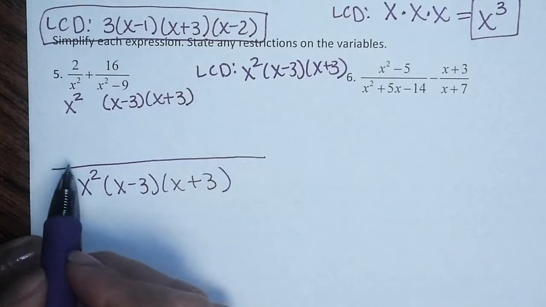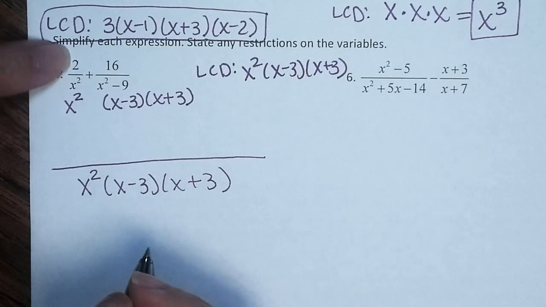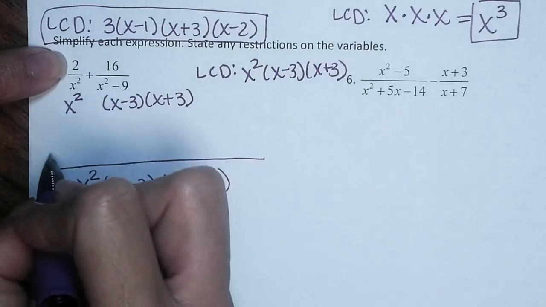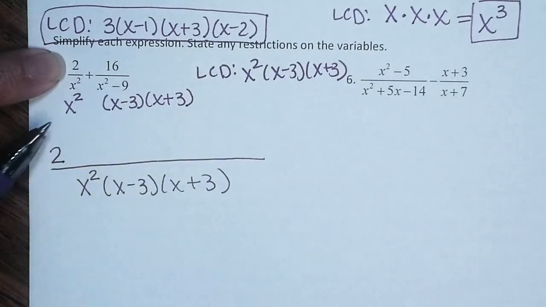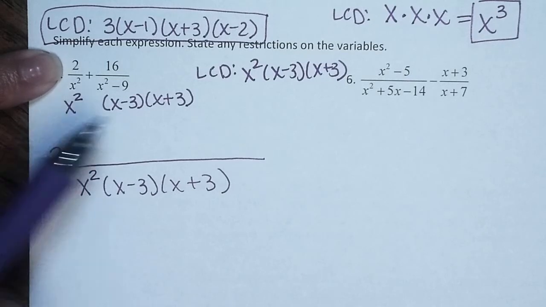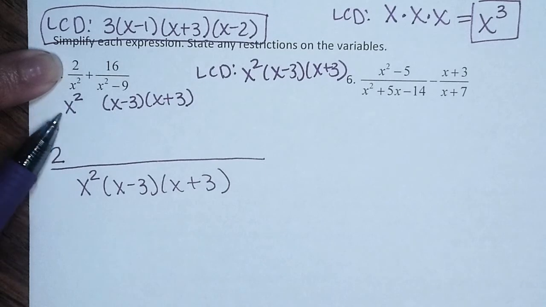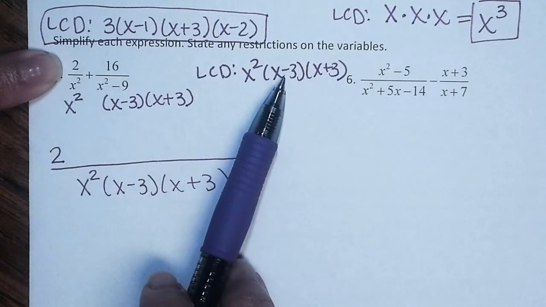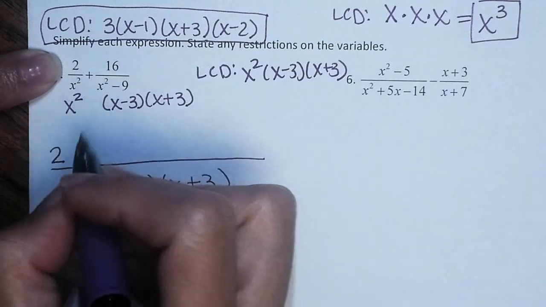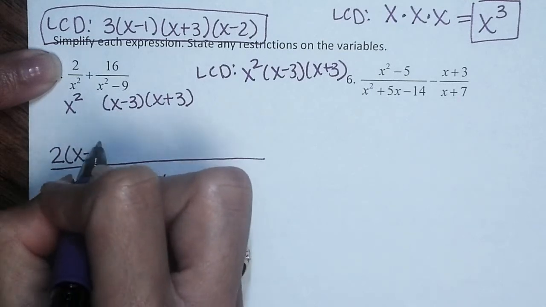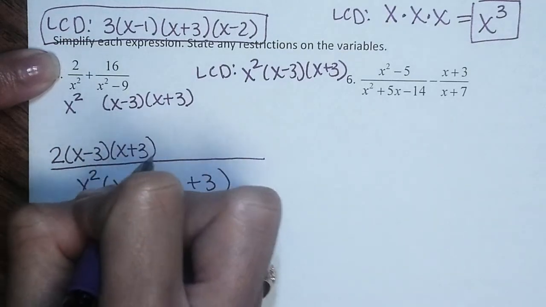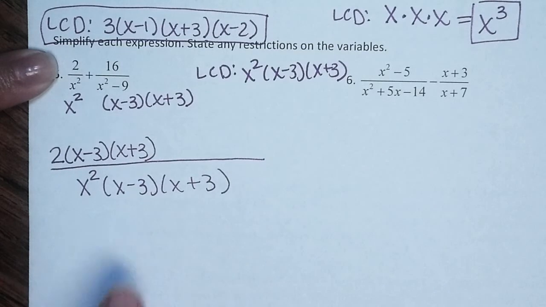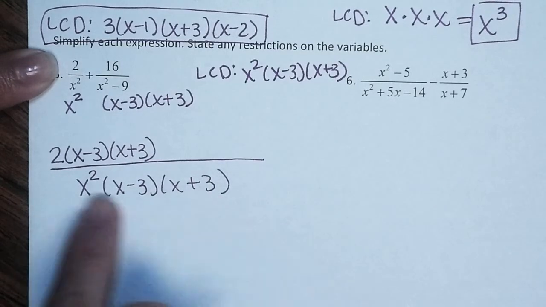Okay, now on the numerator, I start with the first fraction. The first fraction has a 2 on the numerator, so I need to write that. And now what you do is you look at its denominator, which is only an x squared, and you see what it's missing from the LCD. So this first fraction is missing the x minus 3 and the x plus 3. So I'm going to multiply the top by an x minus 3, x plus 3, like that. And the bottom has already been multiplied because I already wrote it as the LCD.